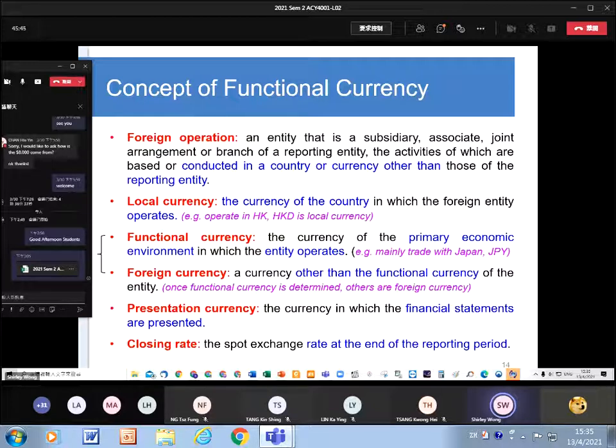So finally, is presentation currency. Presentation currency means you present the financial statement. For example, if you are a group company, you need to submit the financial statement to your parent company to prepare the consolidation. Then your presentation currency should be the same as your mother company, the same as your parent company.